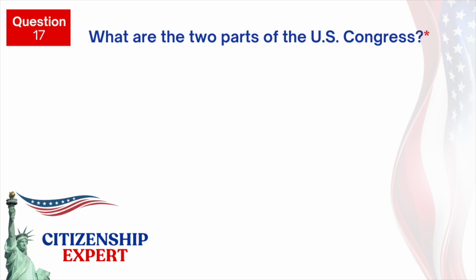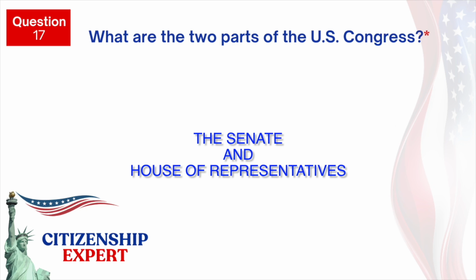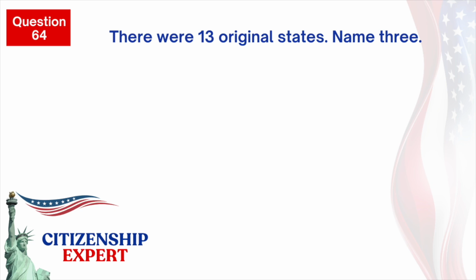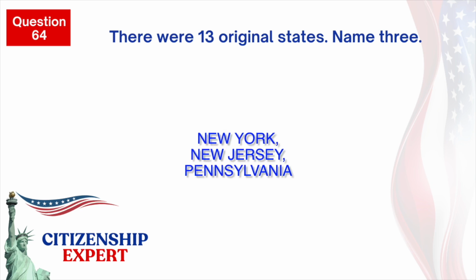What are the two parts of the U.S. Congress? The Senate and House of Representatives. There were 13 original states. Name 3. New York, New Jersey, and Pennsylvania.